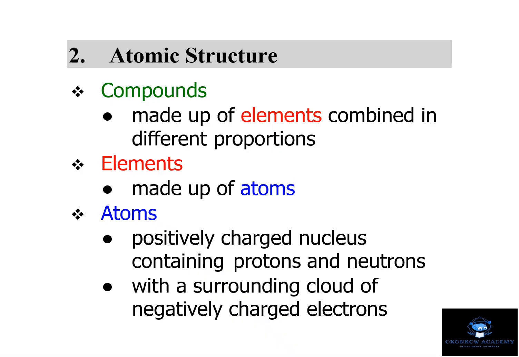To understand organic compounds, we first need to revisit atomic structure. Compounds are made up of elements combined in different proportions. Elements are made up of atoms, and atoms consist of a positively charged nucleus containing protons and neutrons, surrounded by a cloud of negatively charged electrons. This three-tier hierarchy, compound, element, atom, is the foundation of all chemistry.